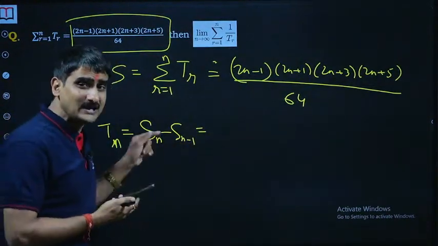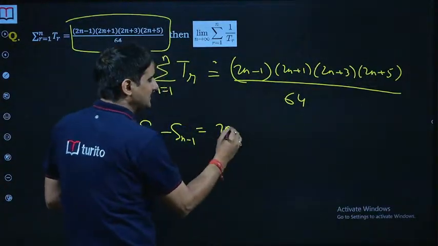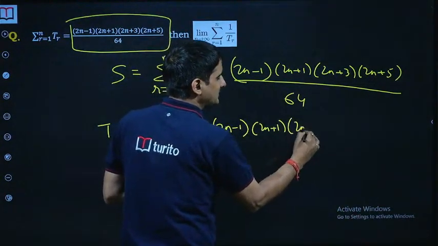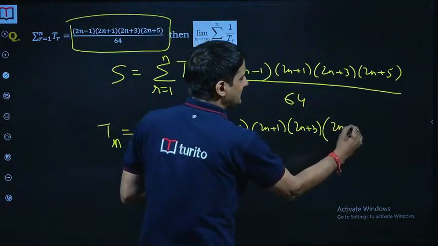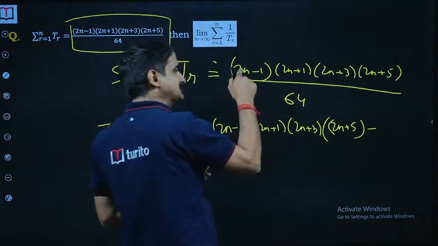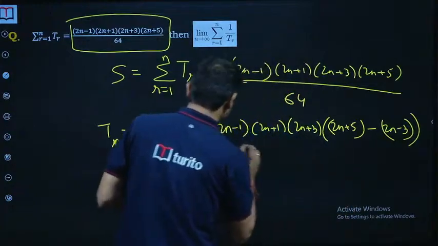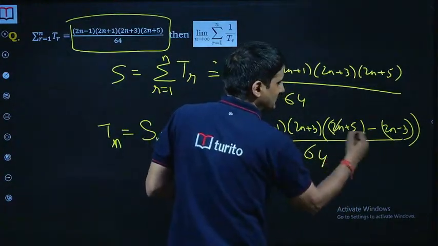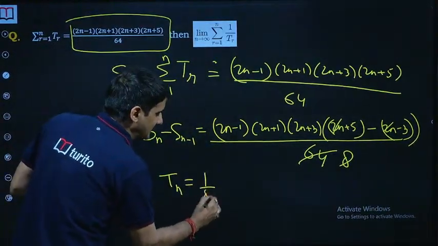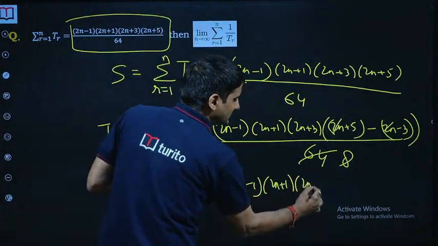So when you replace n by n minus 1, what will you get? So it will be 2n minus 1, 2n plus 1, and 2n plus 3 will be common in both, and here in Sn you will be left with 2n plus 5 extra, and in Sn minus 1 you will be left with 2n minus 3 extra. So take its difference. Now this is upon 64, 2 and 2 cancel, so it's 8 here. So Tn, the nth term, is 1 by 8, 2n minus 1, 2n plus 1, 2n plus 3.